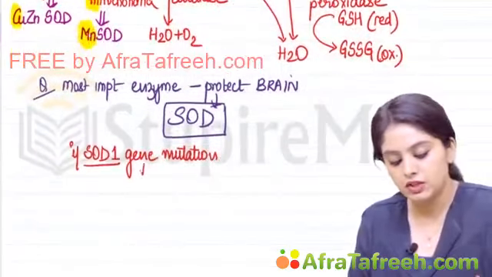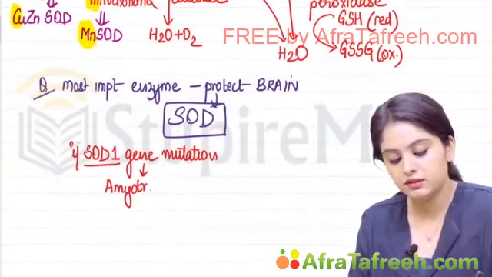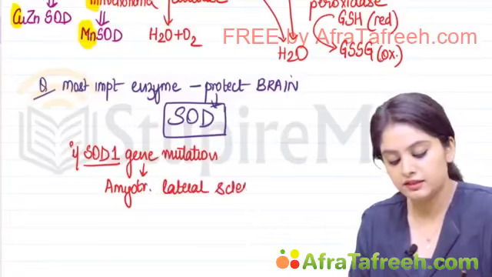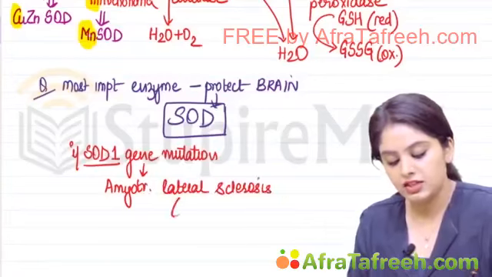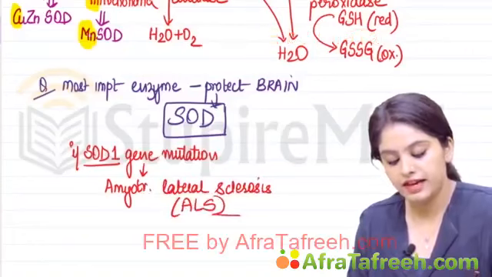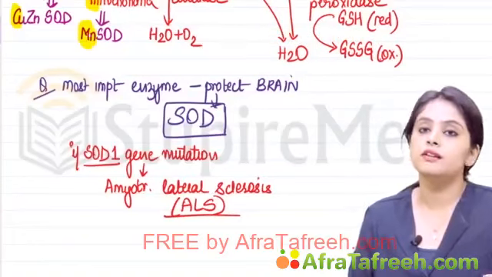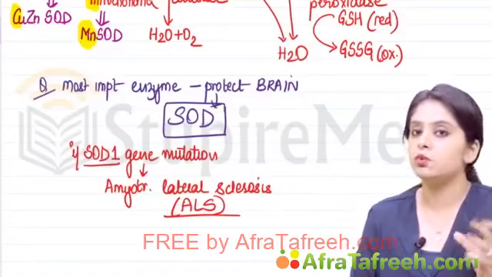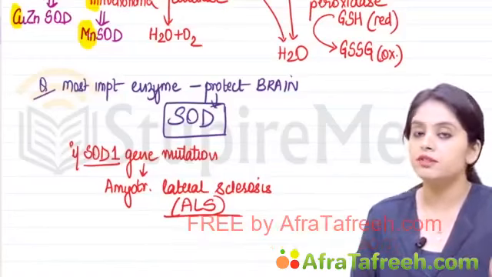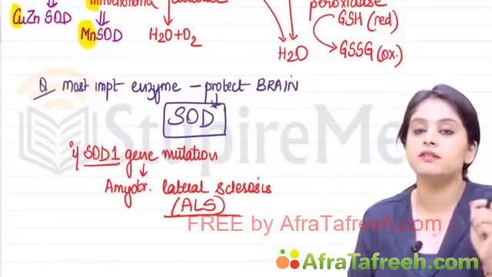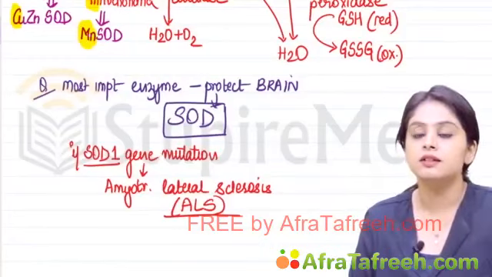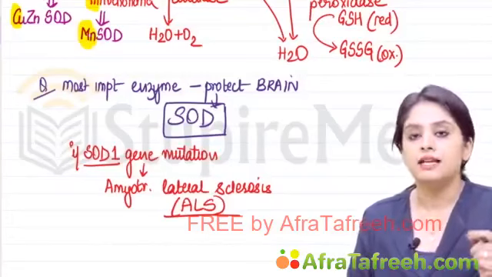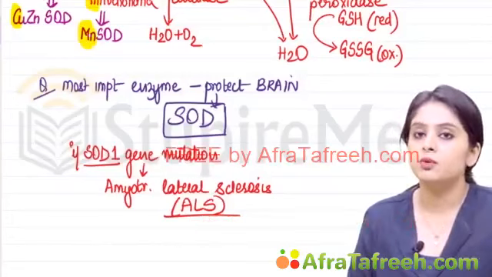Everyone has heard of a condition called amyotrophic lateral sclerosis, or ALS. That is actually a disease that is due to SOD1 gene mutation. So first clinical correlate, first MCQ with this particular concept, very important. SOD is the most important free radical enzyme protector in the brain, and if SOD1 gene is mutated, we will have ALS.